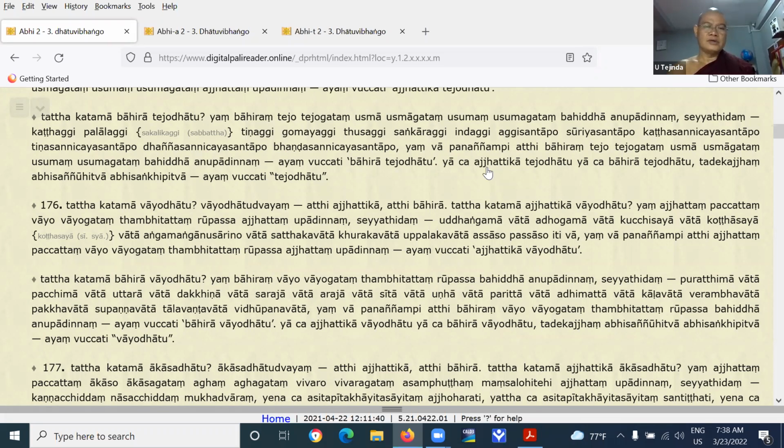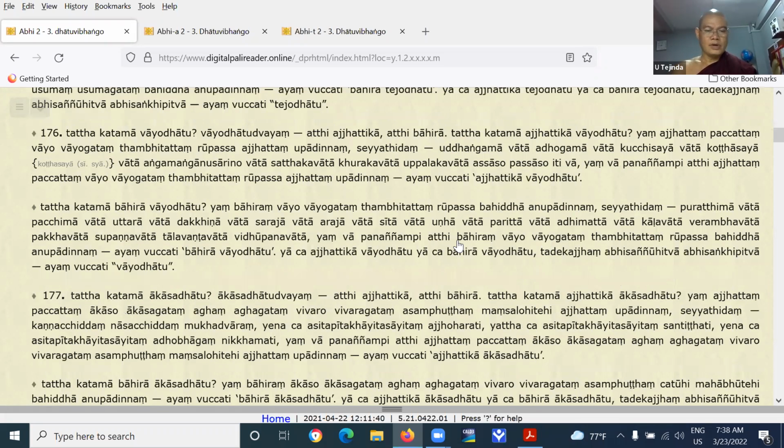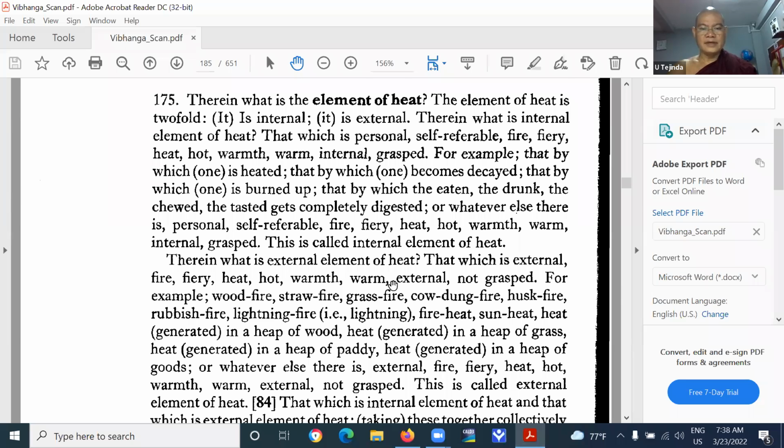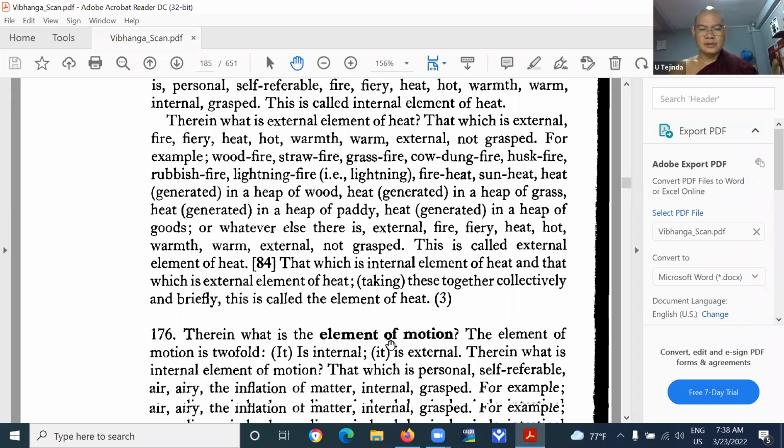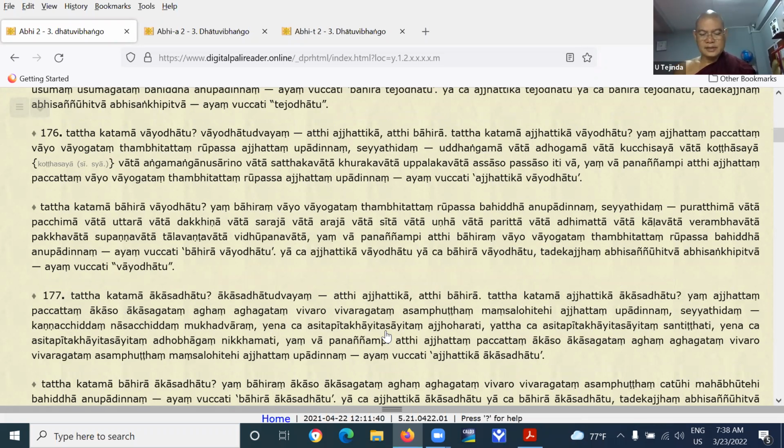Then what is Wayodadu? Wayodadu, the element of motion. Wayodadu, the element of motion. So that is also two. The Wayodadu Dwe Ayan, this element of motion is also two. Ati Ajadika, Ati Bahira, the same. Tatagrama Ajadika Wayodadu. What is Ajadika Wayodadu?